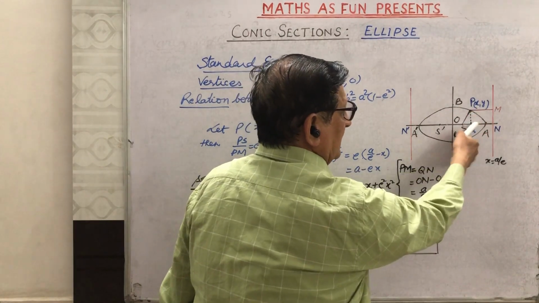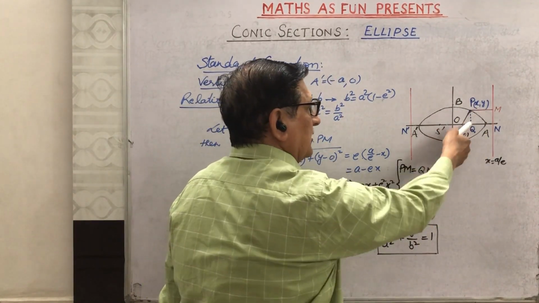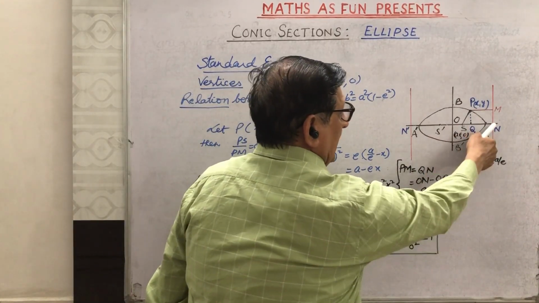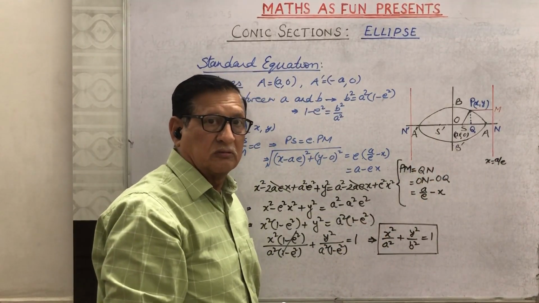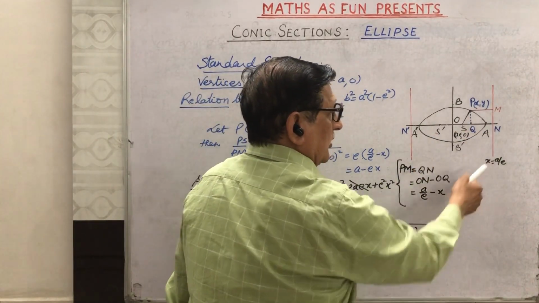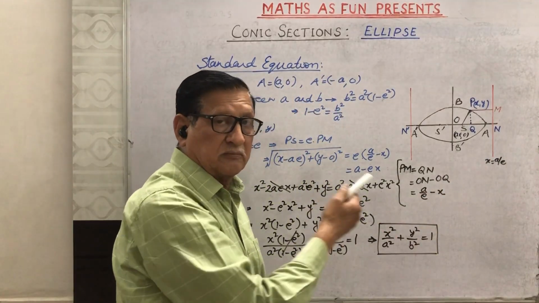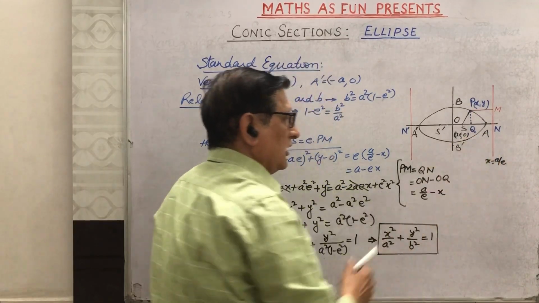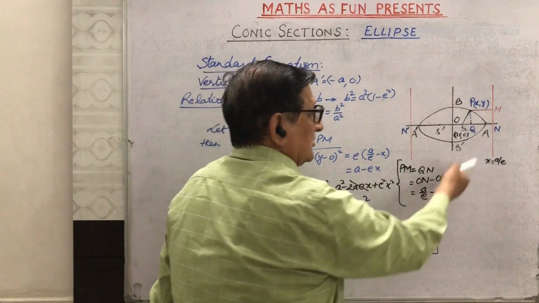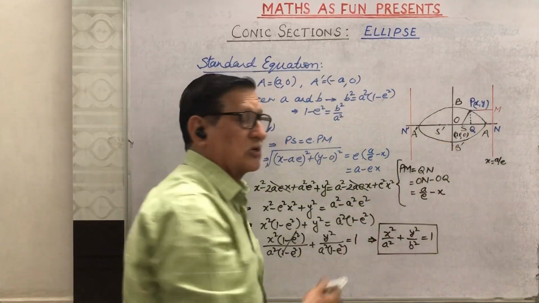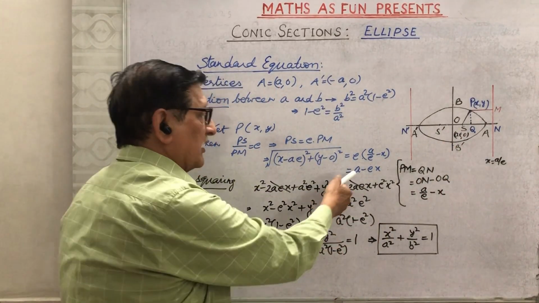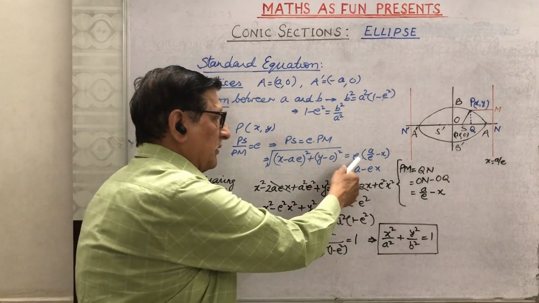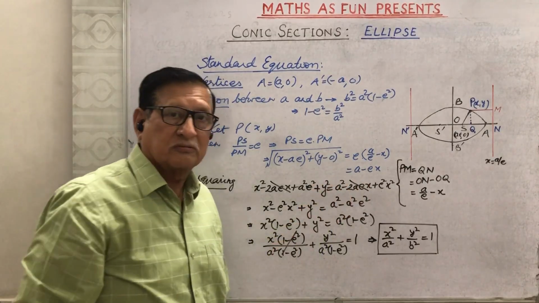PM here will be same as QN if we draw the perpendicular from P to the x-axis. And this QN can be written as ON minus OQ. ON is equal to a upon e, since the distance of this directrix from the center is a upon e, minus OQ is x, that is the x coordinate of P. So here we get it as e into a upon e minus x. If we multiply e, this will be a minus ex.